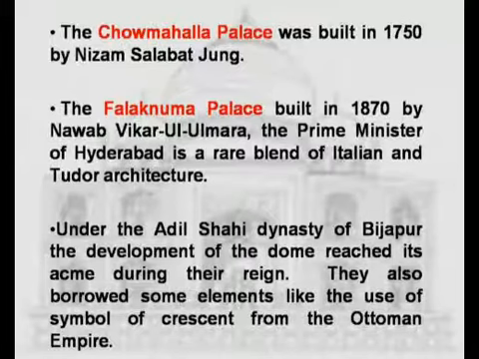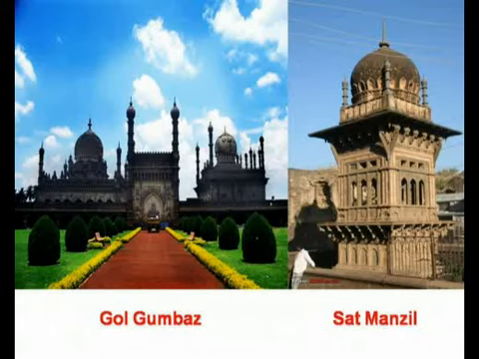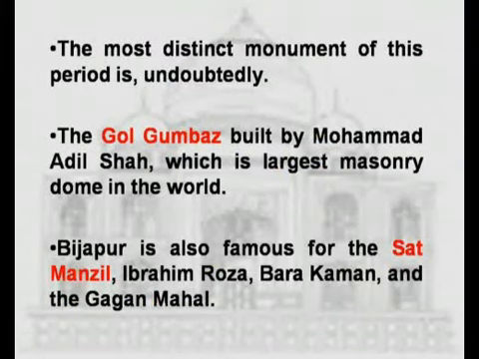The Adil Shahi dynasty of Bijapur constructed several mosques, tombs and palaces. The development of the dome reached its acme during their reign. They also borrowed some elements like the use of the symbol of crescent from the Ottoman Empire. And the most important monument of this period is Gol Gumbaz, built by Muhammad Adil Shah. Bijapur is also famous for the Sat Manzil, Ibrahim Roza and Gagan Mahal.